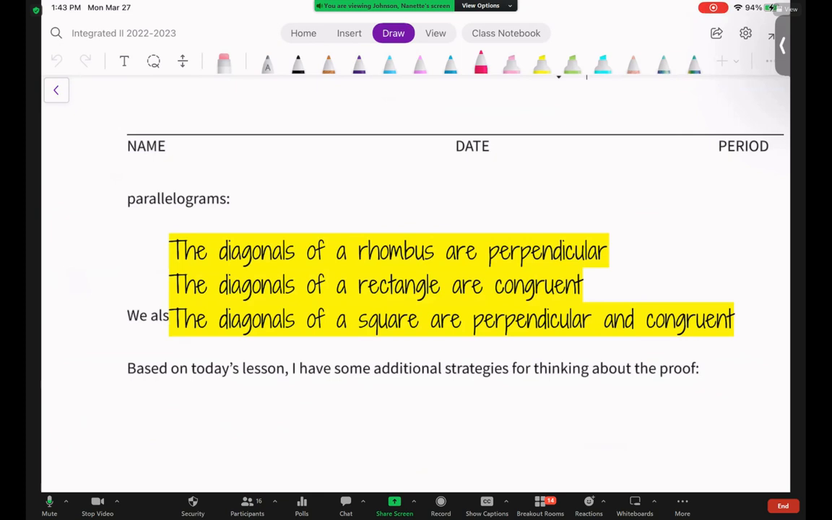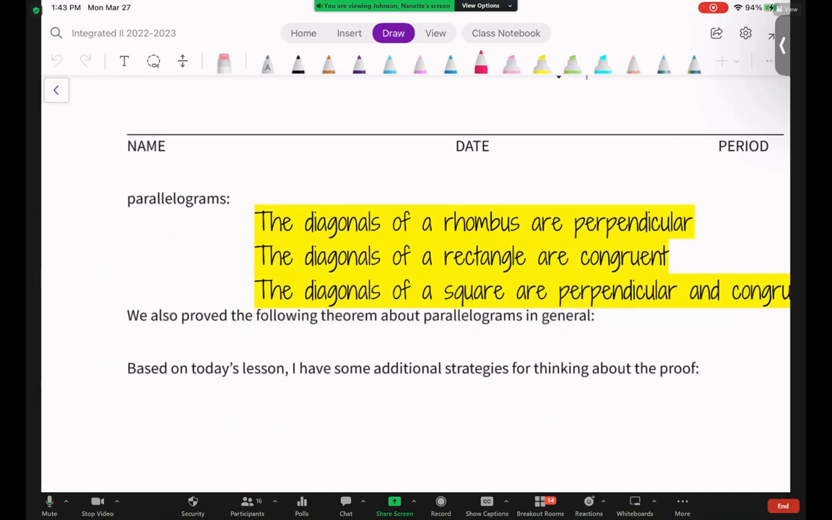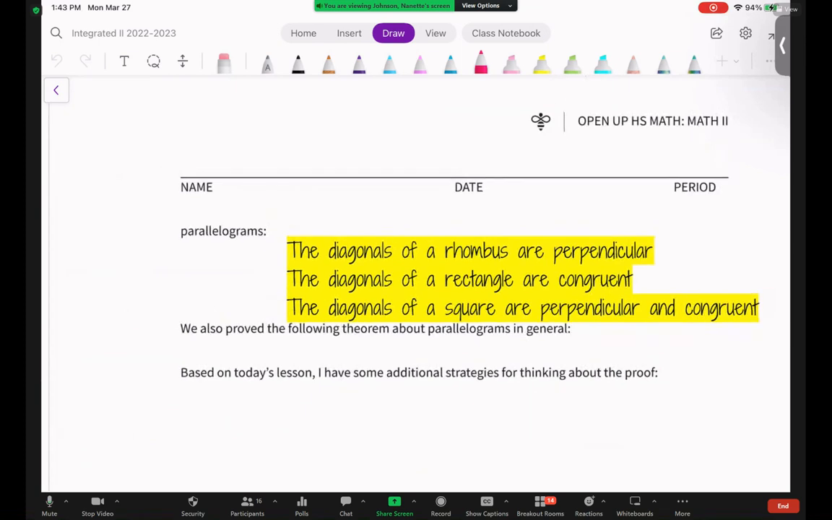Oh, that's pretty cool, Miss Johnson. How come the square gets everything? Well, I know this sounds funny, but the square is regular, right? Because it's regular, the sides are the same and the angles are congruent. You get all this really good information.